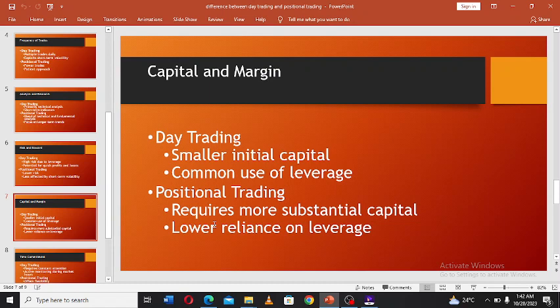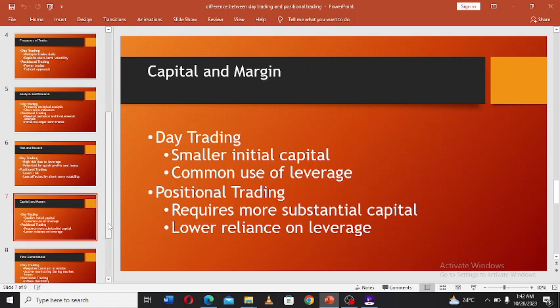For a positional trader, they require substantial capital. That's for the big guys. These are the major market movers, market shakers. That's the big banks, commercial banks, the big investors, countries, and they rely less on leverage because they have big money to hold their trade.